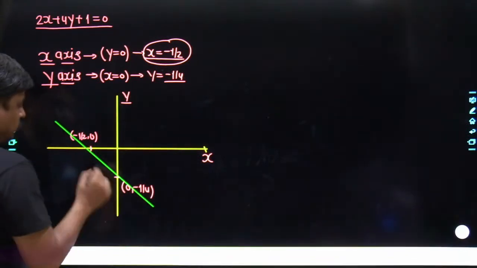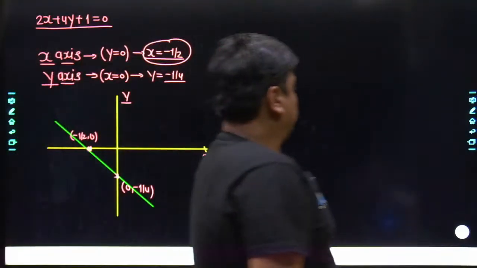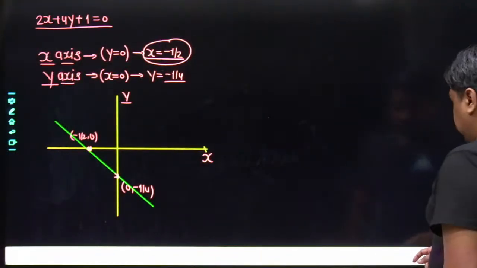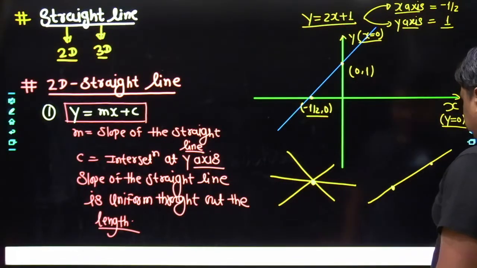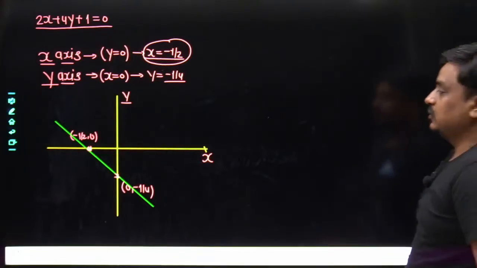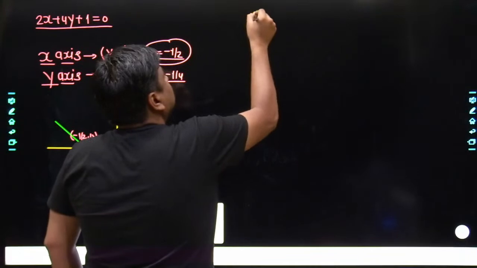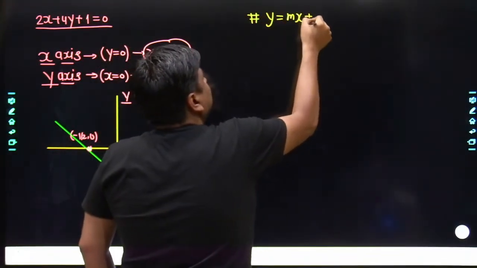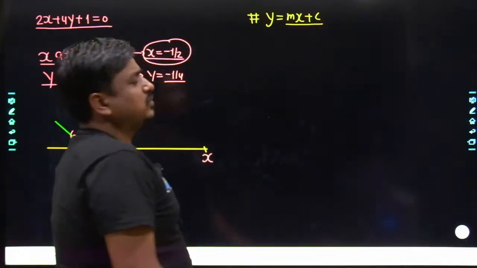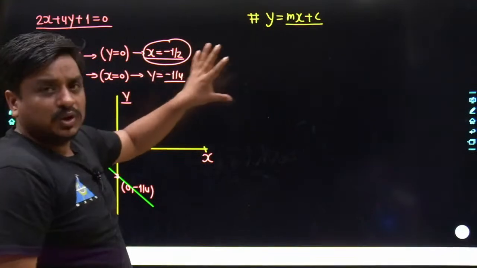The straight line would look something like this. Till this point, probably each and everything must be clear to all of us. Now in the next sequence, let's take y is equals to mx plus c itself. The same methodology we are going to apply over here.